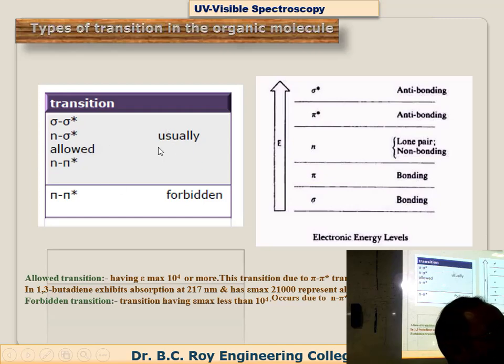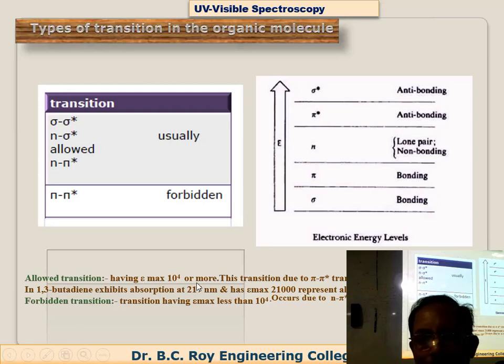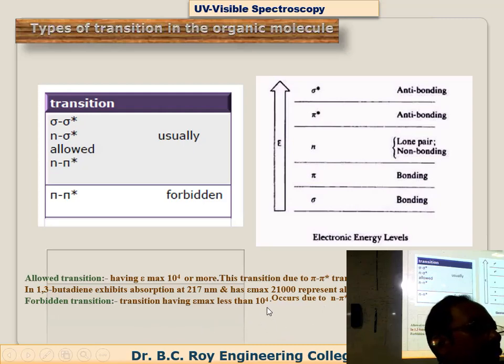Allowed transitions usually happen, so the actual occurrence is very large. Allowed transitions have an epsilon max of 10 to the power 4 or more. That means how much is happening, which is represented by the value epsilon, 10 to the power 4 or more. Pi to pi star in 1,3-butadiene exhibits absorption; it is an allowed transition. Forbidden transitions have an epsilon value, an absorption value, less than 10 to the power 4.